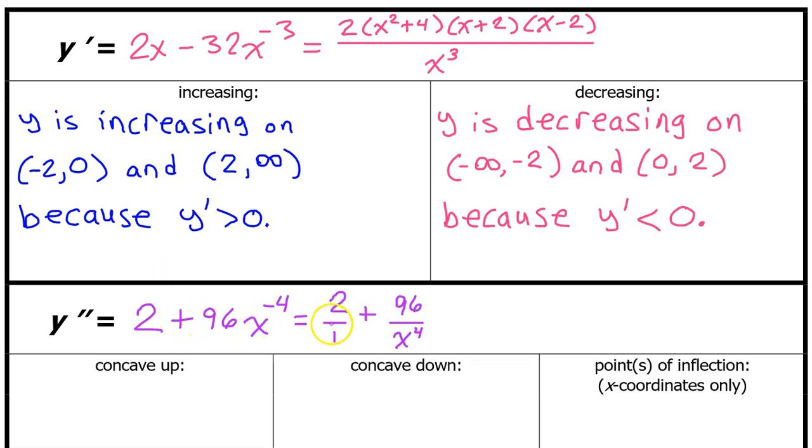Let's form this into a fraction like we did for y prime. So dropping the x to the negative 4th power down to the denominator gives us this. We will make like denominators by multiplying by x to the 4th power over x to the 4th power. So putting these together, we have 2x to the 4th power plus 96 over x to the 4th power. These do not cancel out. You cannot cancel out things that are connected by addition or subtraction.